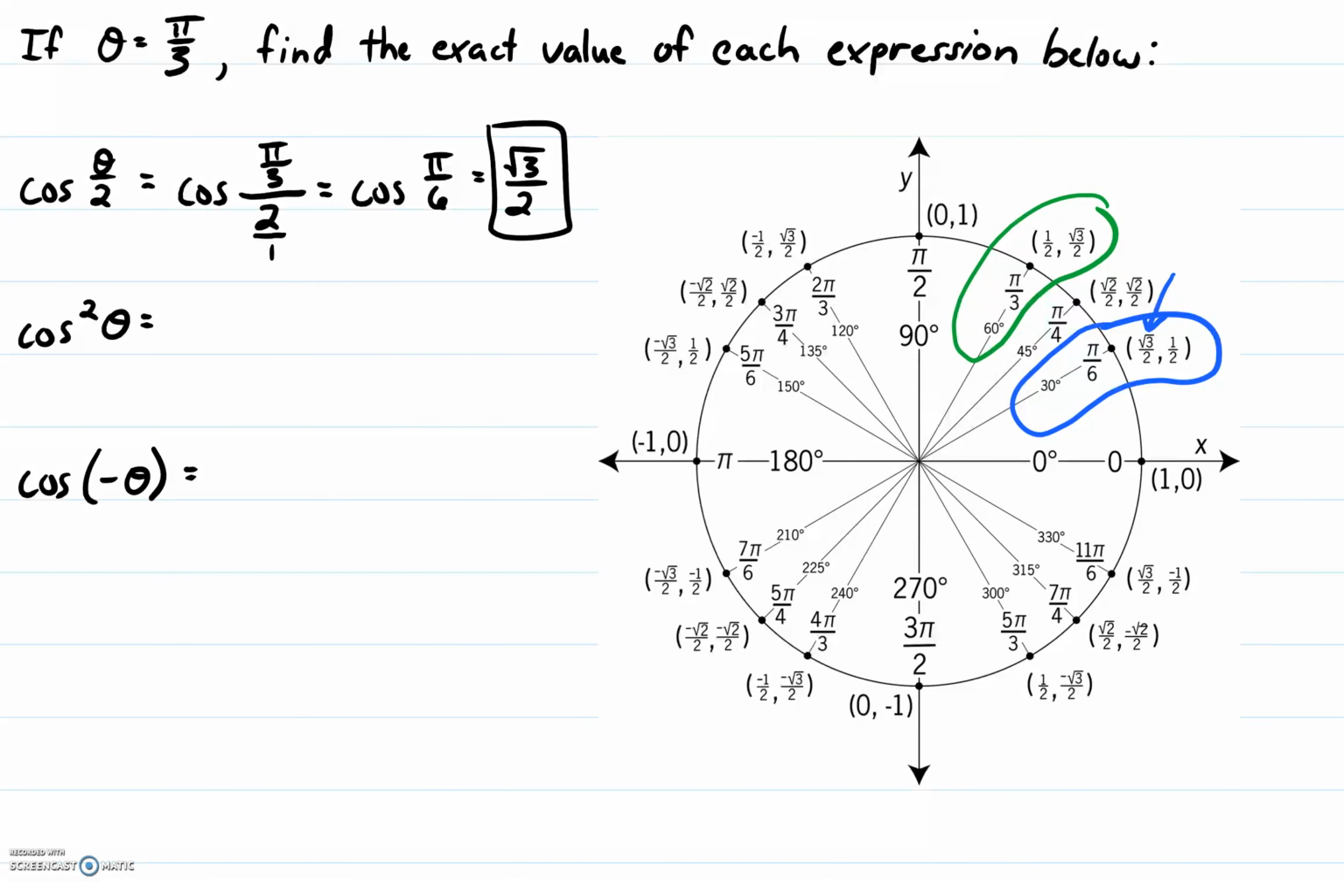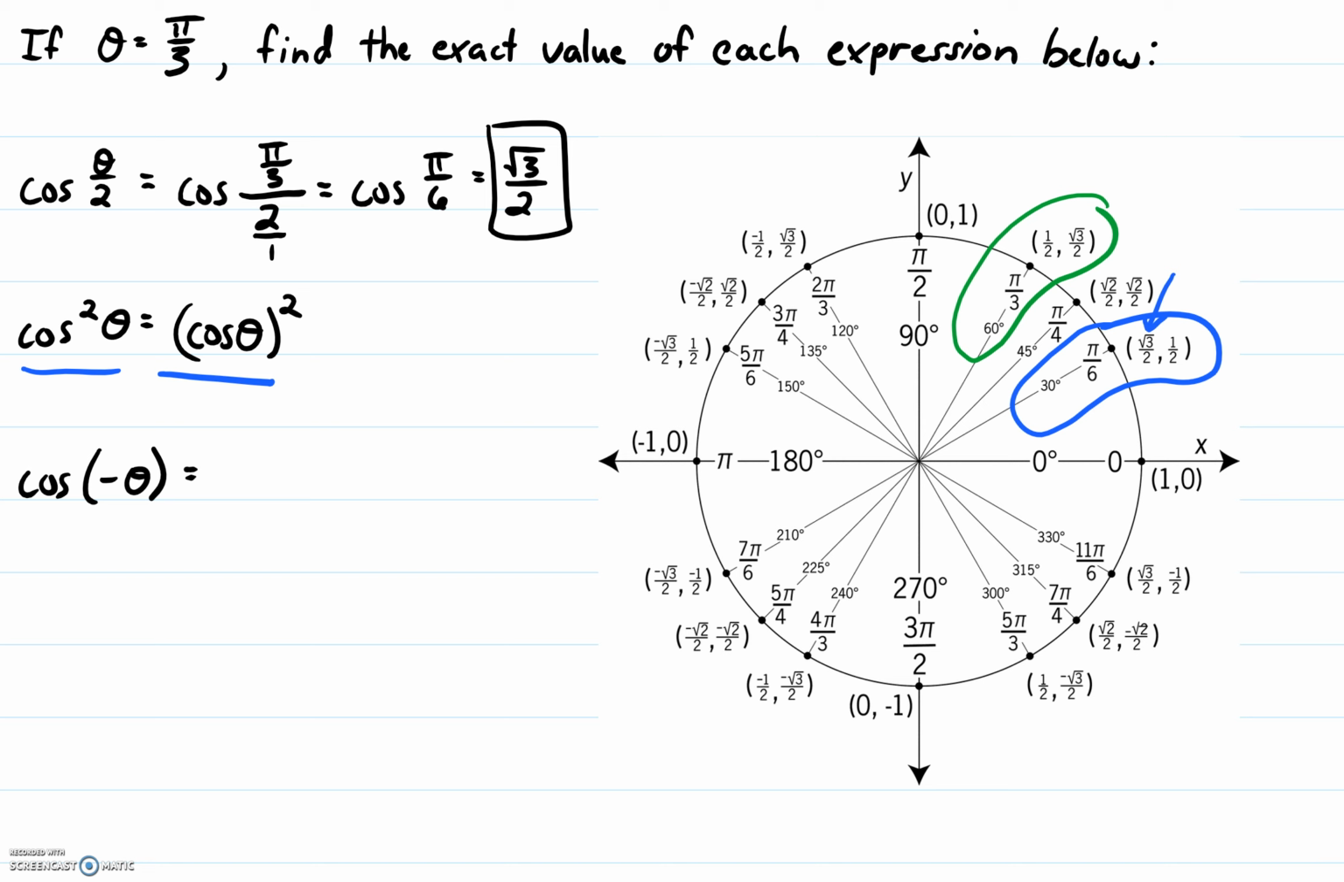Now for the second problem, we want to find cosine squared of theta. And so again, rewriting this problem is going to be the key to figuring out the answer. Cosine squared theta is just fancy notation for taking the cosine value at theta and then squaring it. So these two things that I'm underlining in blue are the same thing. So if you see it written one way and you want to write it the other, that's perfectly all right.